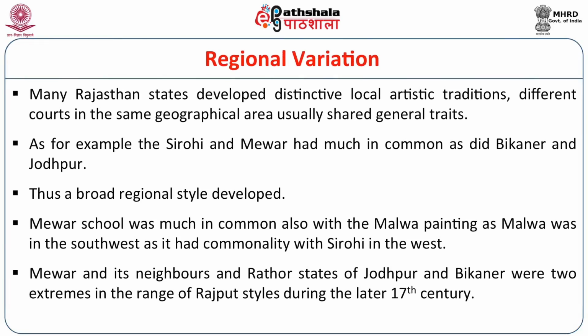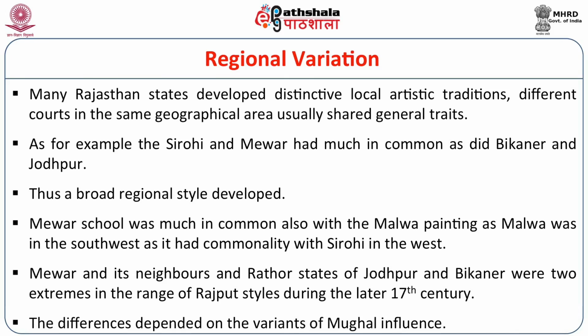Mewar and its neighbors and the Rathore states of Jodhpur and Bikaner were the two extremes in the range of Rajput style during the later years of the 17th century. The differences depended on the variants of the Mughal style. The Mughals always had a certain amount of relationship with these schools. It had maximum relationship with the Marwar group of provinces and less relationship with Mewar. So, obviously, the impact of the Mughals felt in these courts was different.